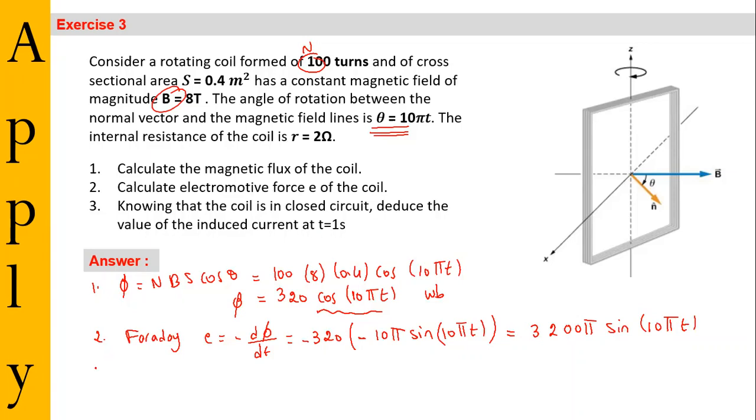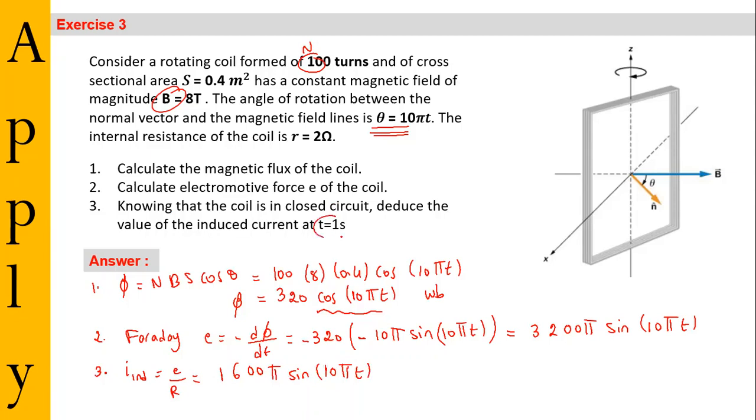Part 3, knowing that the coil is in a closed circuit, deduce then the value of the induced current at t equal 1 second. Now, in order to find the I induced, it equals E over R. This is E, and R is equal to 2. So by dividing E over R, we'll get as answer 1600 pi sine 10 pi t.